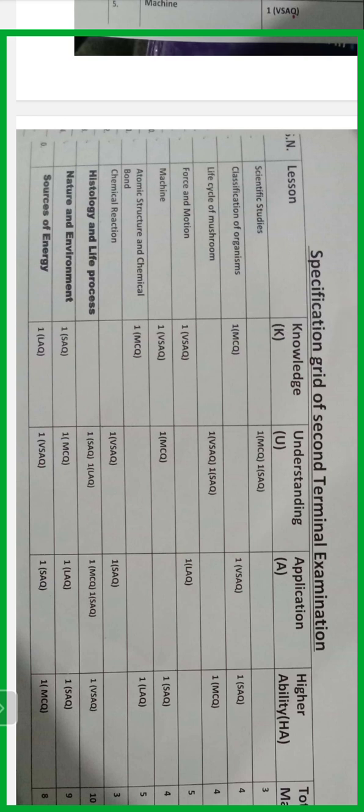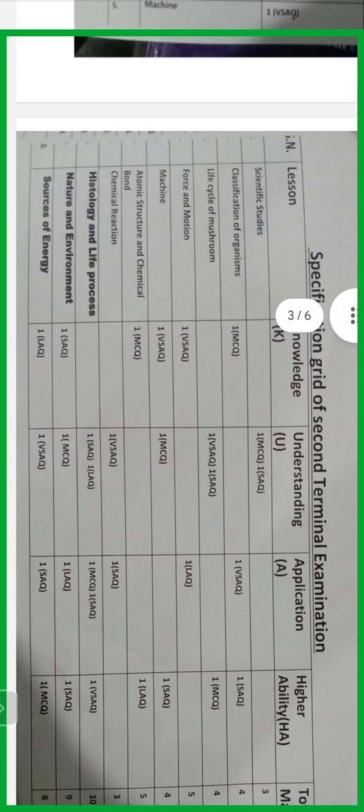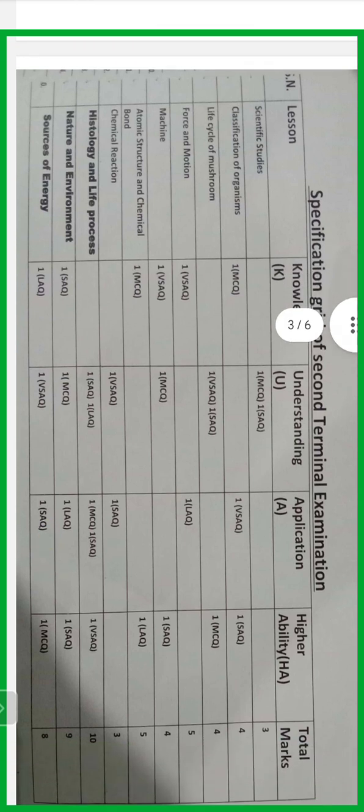Okay, here from histology and life processes, one SAQ, one LAQ, one MCQ, one SAQ, and one BSAQ, and understanding type, one SAQ, one LAQ, application type, one MCQ and one SAQ, and higher evaluative type, one BSAQ. Total marks 10 marks. Maximum marks come from this unit. Look here, 10 marks question come from this unit, histology and life processes.